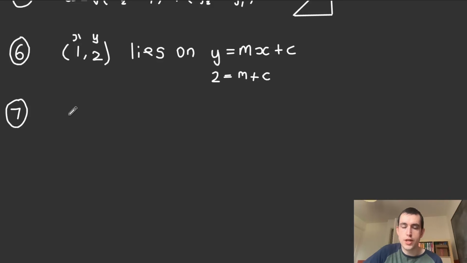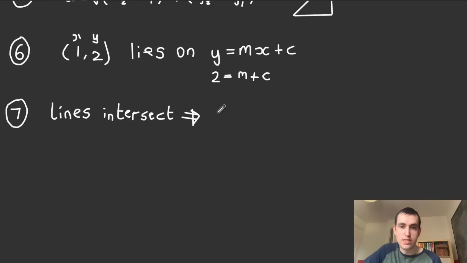The next thing you should know is that if two lines intersect, it is really implying that you should be doing some simultaneous equations. You're essentially saying that the lines are in the same place at the same time, therefore the coordinate simultaneously solves the first line equation and the second line equation. So if you ever see that phrasing, lines intersecting, make sure you're thinking about simultaneous equations.